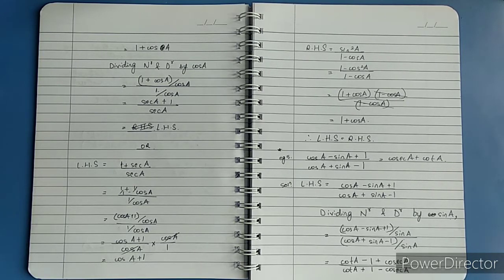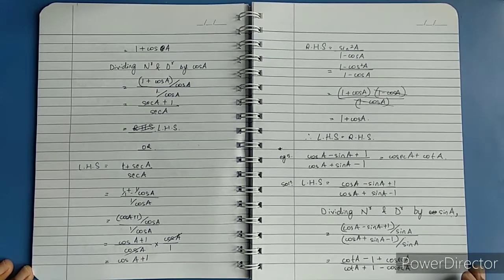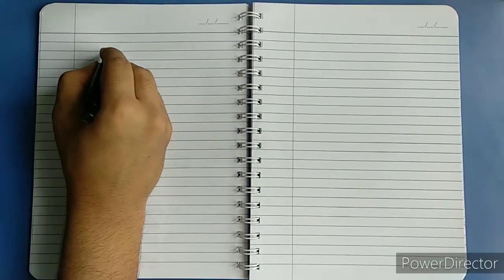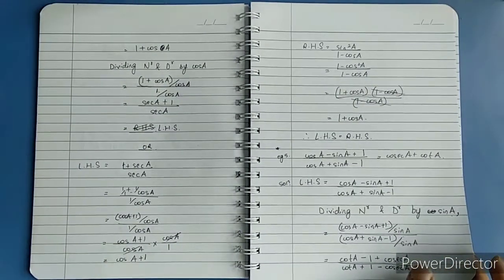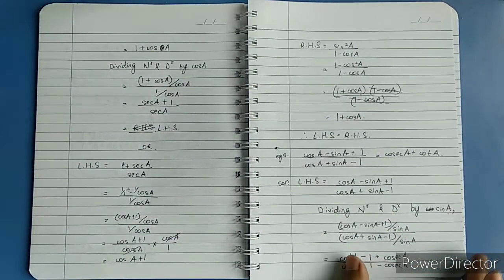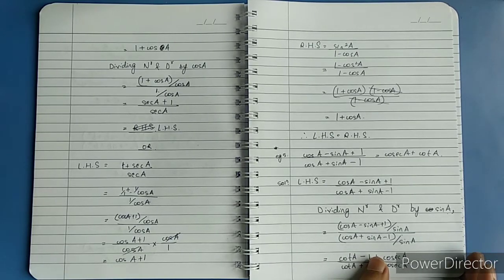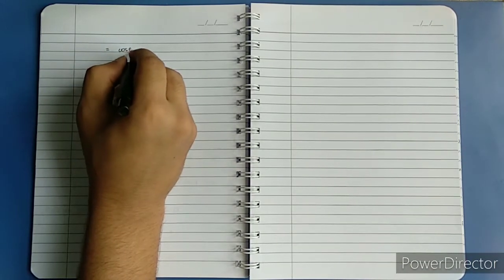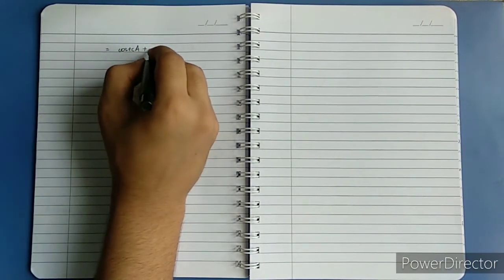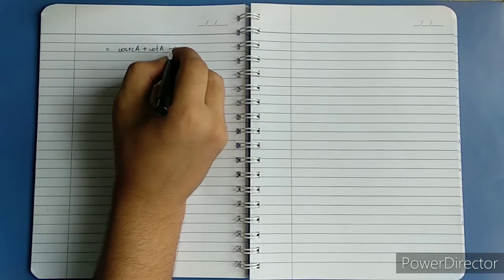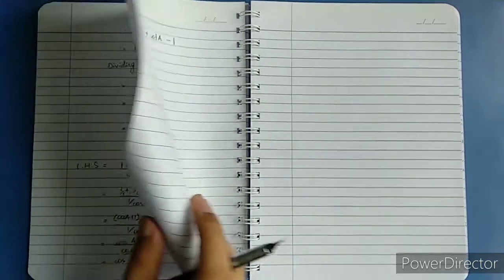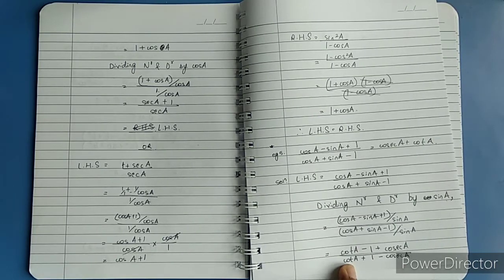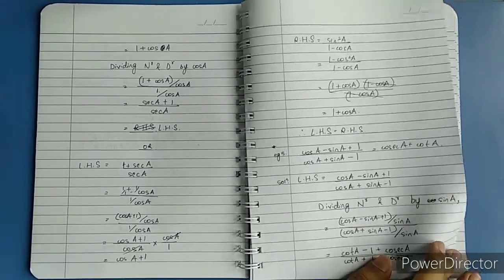Now we'll rearrange this a bit. We'll get this is equals to, if you see, the sign of cosec is plus, the sign of cot is plus, the sign of 1 is minus. What we'll do is we'll write cosec A plus cot A minus 1, and in the denominator the sign of 1 is plus, the sign of cot is plus, the sign of cosec is minus.